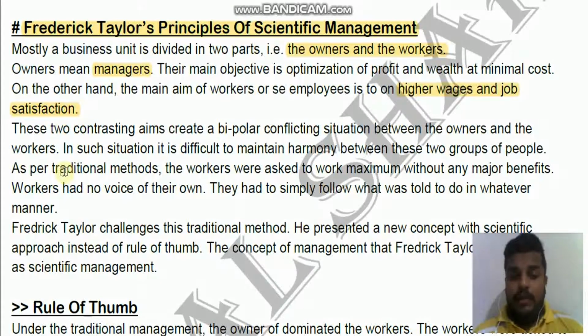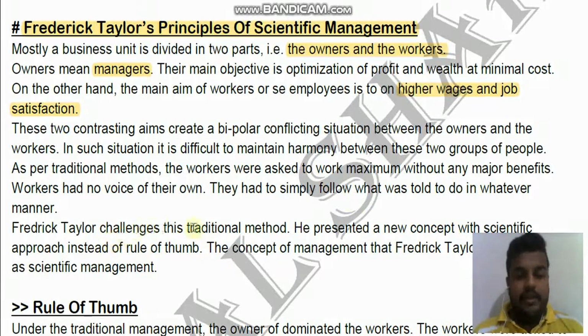As per traditional methods, the workers were asked to work maximum without any major benefits. Workers had no voice. What were traditional methods? Workers have to work very hard, work maximum, and no other major benefits will be given to them. No voice of the workers will be heard. They had to simply follow what was told to them in whatever manner. Whatever the manager has said, in whatever manner he has said, they have to follow.